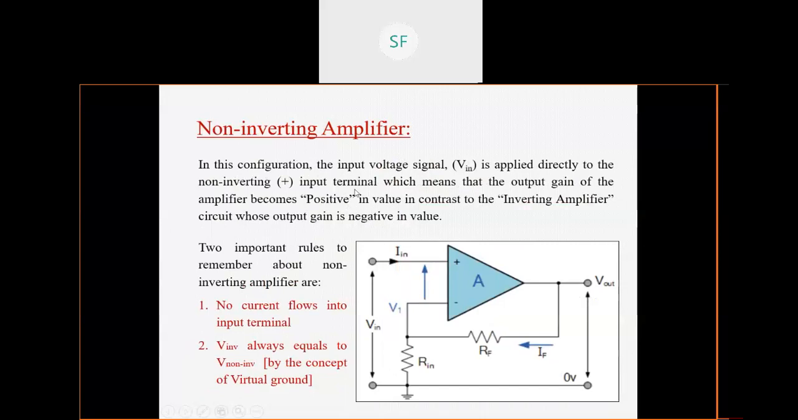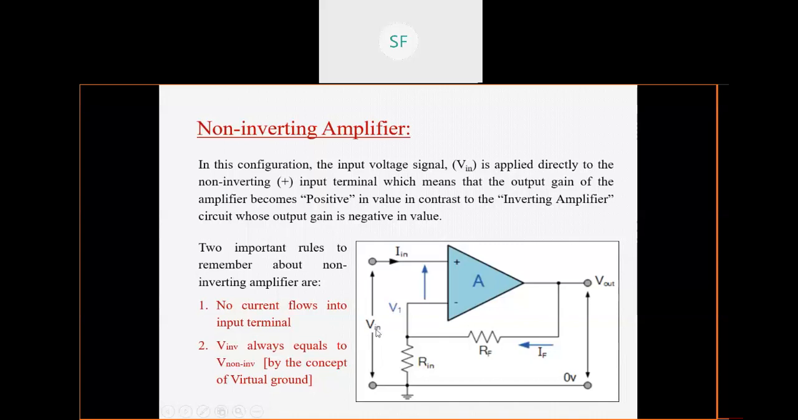In the non-inverting amplifier, this was the circuit diagram. Input was given to the non-inverting terminal and feedback was given to the inverting terminal. We have assumed that V1 is the voltage at the inverting terminal, and Vin is already given to the non-inverting terminal. By the concept of virtual ground, these two voltages will be the same. That means Vin must be equal to V1.